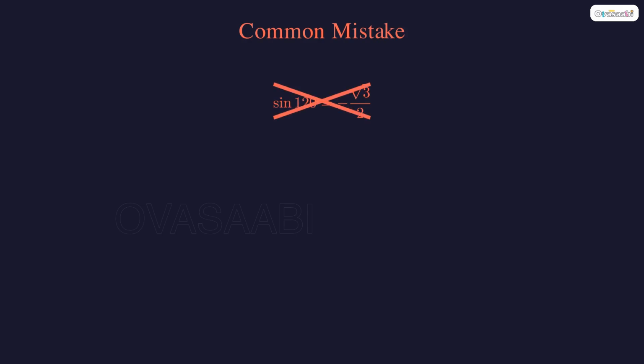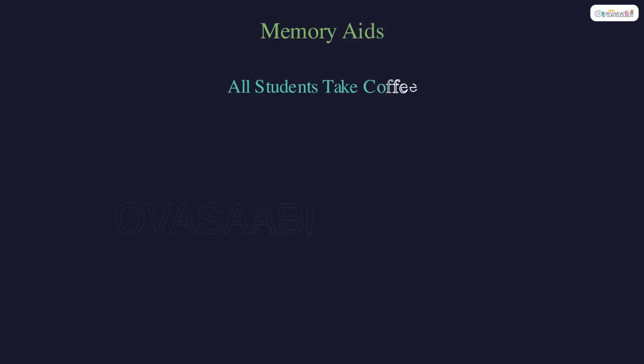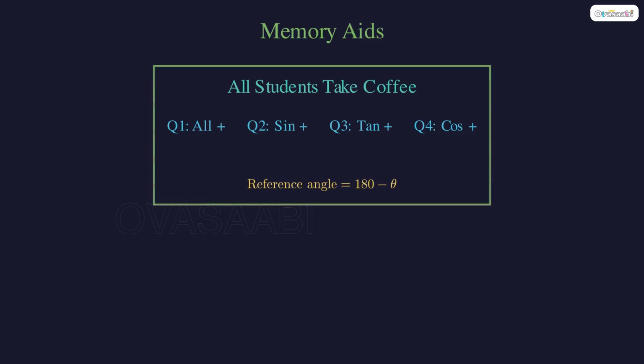Common mistake. Students often forget that sine is positive in quadrant 2. Always check which quadrant your angle is in to determine the correct sign. Memory aid. All students take coffee tells you which ratios are positive in each quadrant. For obtuse angles, subtract from 180 to find the reference angle.